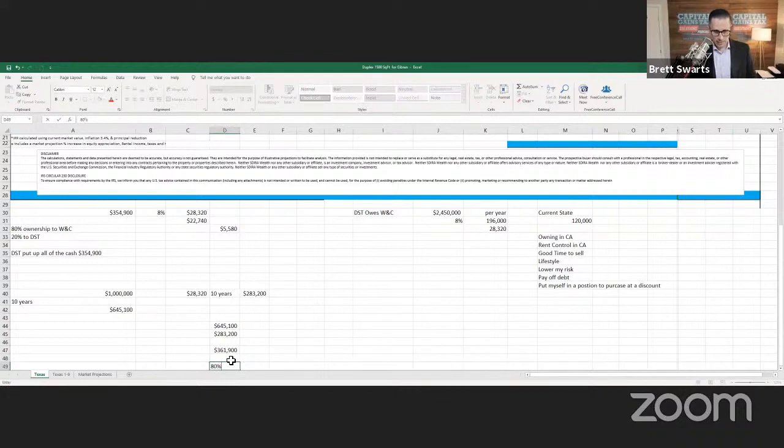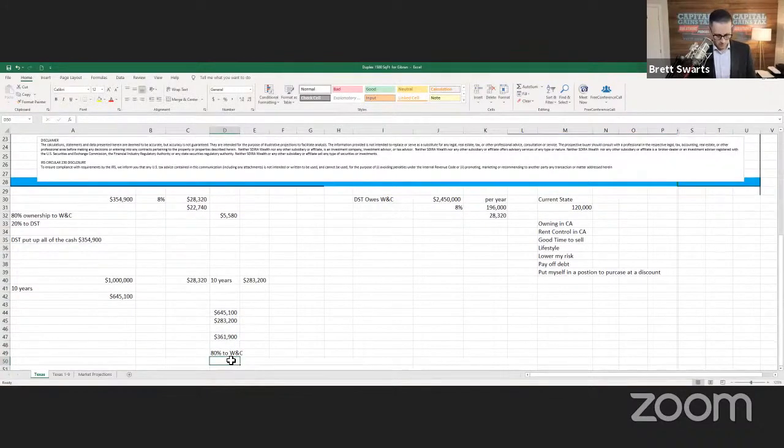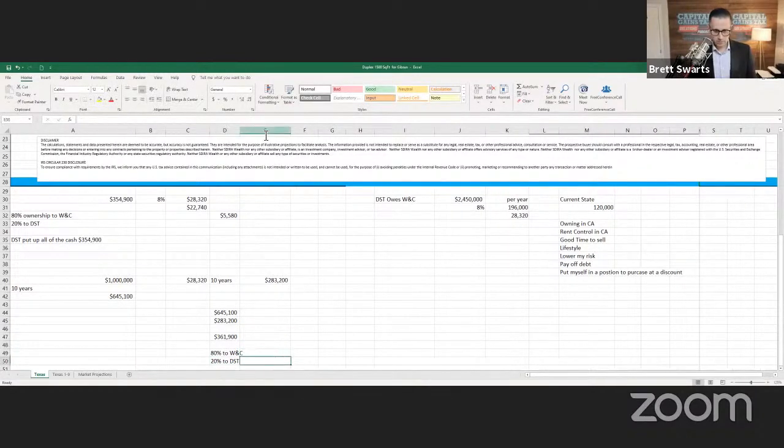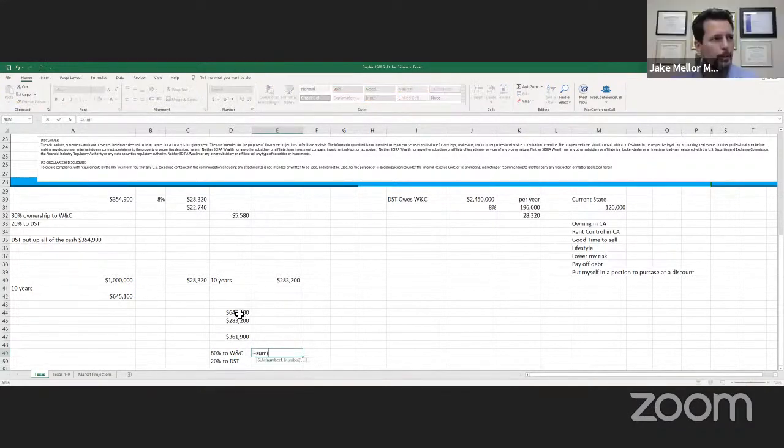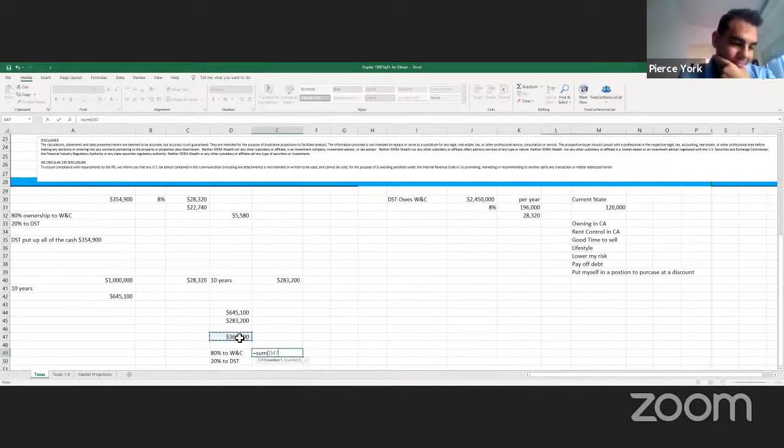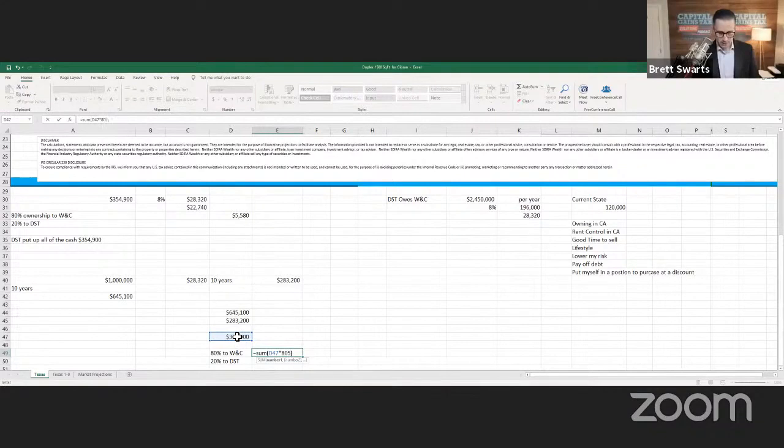That then just follows the waterfall of 80% to WNC, 20% to DST. So here we go. I got this. And Jake, we've got to get our minds together and create a DST calculator, like a calculator on steroids, so we could just put it in there. Yeah, I think we could absolutely do that. So this is equal to this times 80%. I've got to put the percentage sign. Boom. This is equal to the sum of this times 20%. So again, that would be a cool return right there.